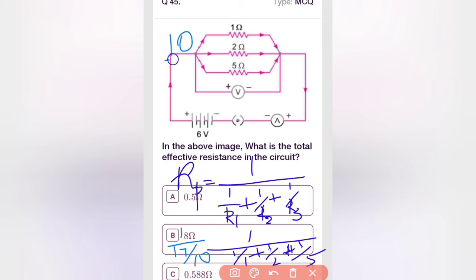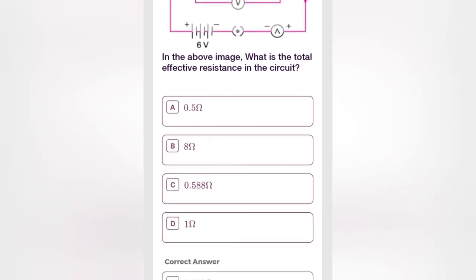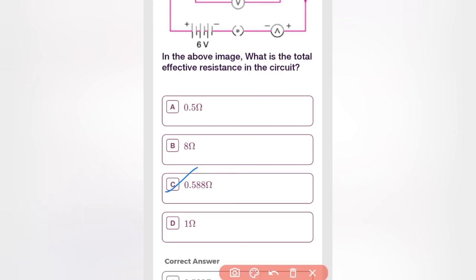So what is 10 divided by 17? That will give you the effective resistance. The answer will be 10 divided by 17. If we calculate, it is 0.588. So option C is the correct answer.